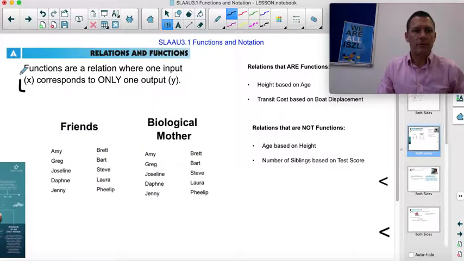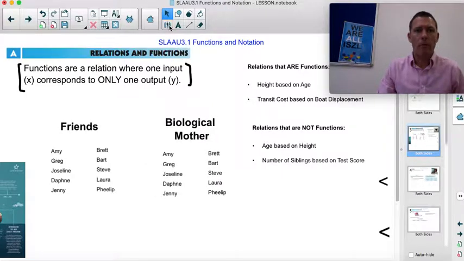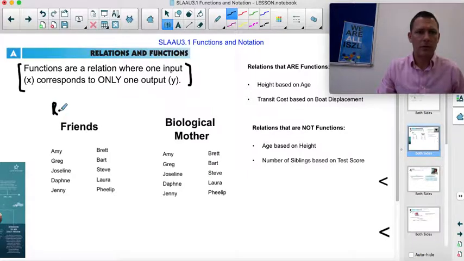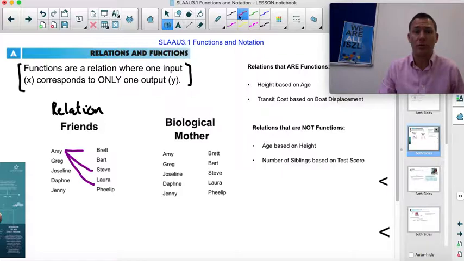So this is what makes a function. You should probably jot this down. Functions are relations where one input corresponds to only one output. Write that down, I'll give you a couple examples. Here's a relation. If you have friends, you're relating to your friends. It's okay if Amy is friends with Brett and Steve and Laura. That's fine, right? You can be friends with many people. And it's fine to have Daphne be friends with Laura and Steve and Philip. Poor Bart, nobody likes Bart. That's fine, right? That's a relation.